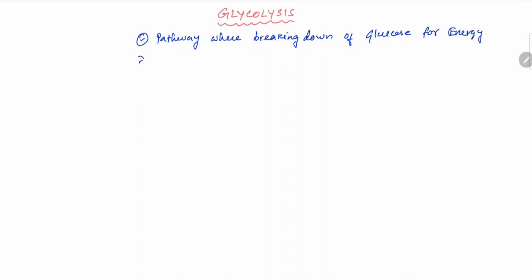So guys, what is glycolysis? It is a pathway where glucose is broken down for energy, to produce ATP. ATP is the source of energy in our cells. This takes place in the cytosol of body cells, and glycolysis consists of 10 steps.